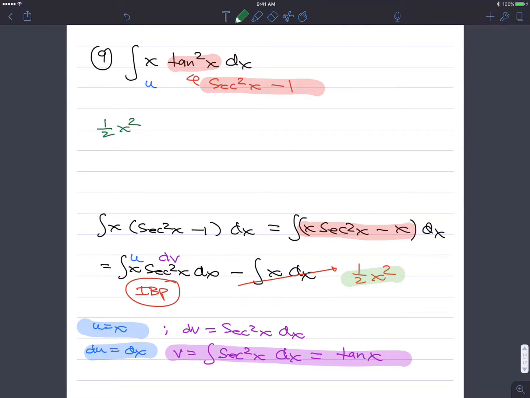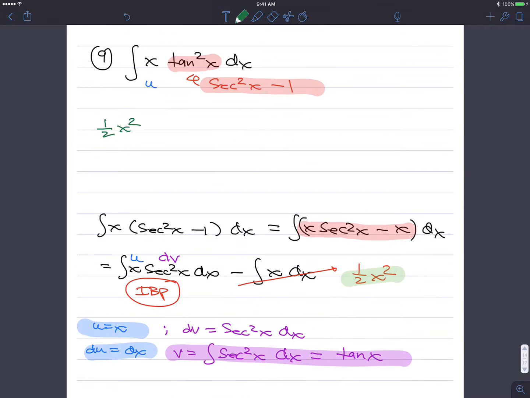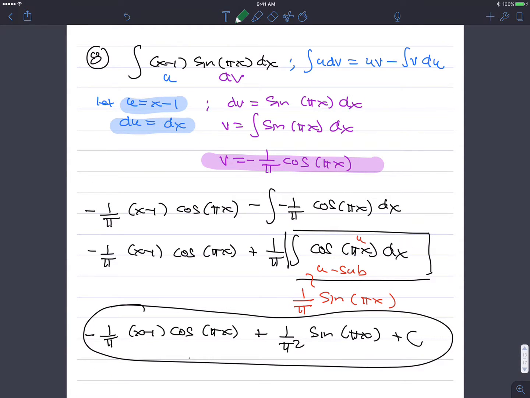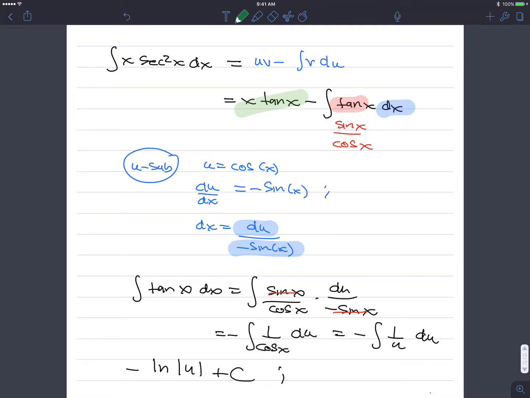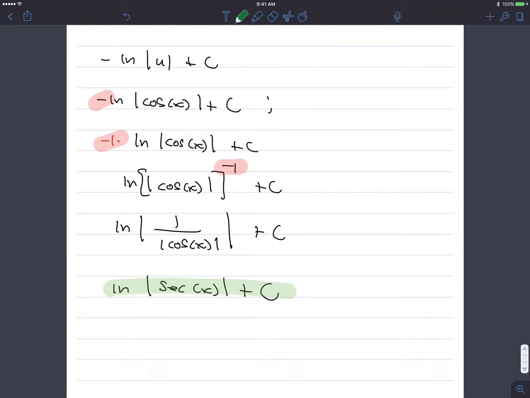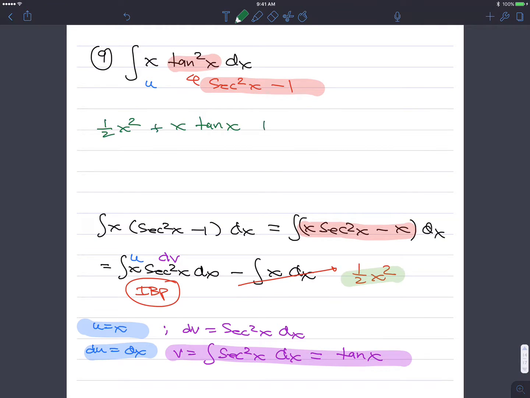And then, let's continue. x tangent x plus x tangent x. Finally, plus the natural log absolute value of secant x plus C.